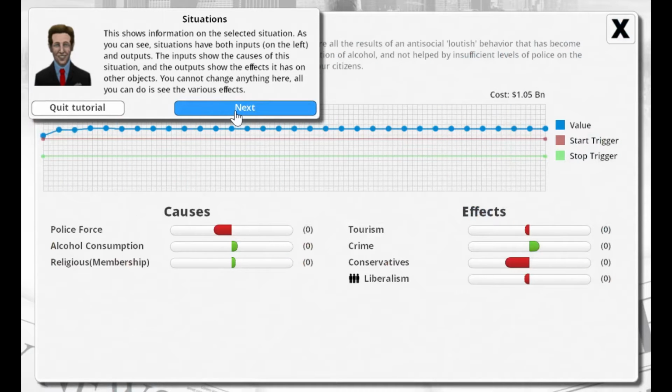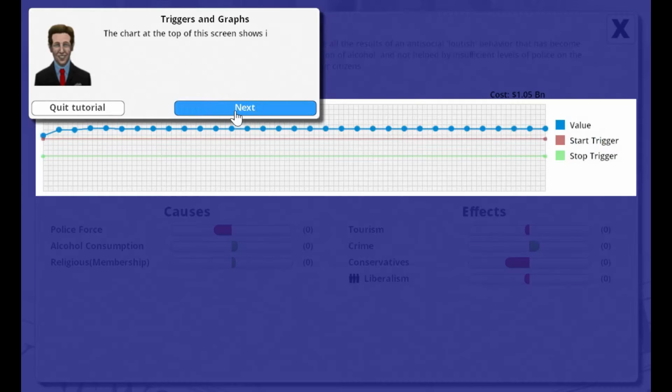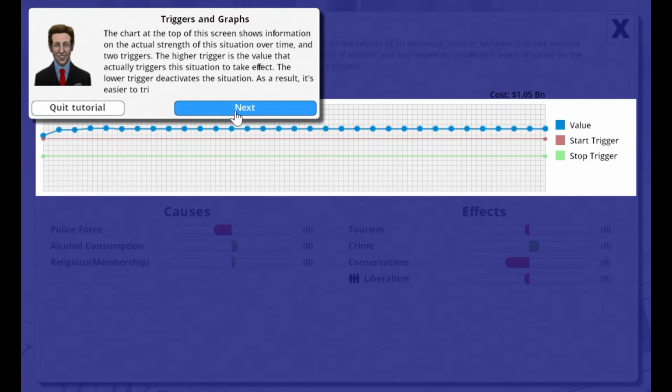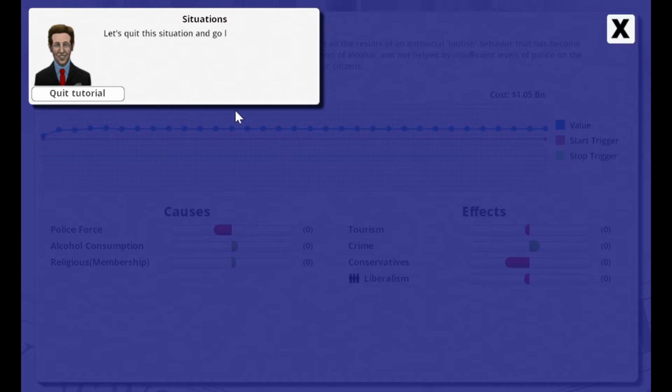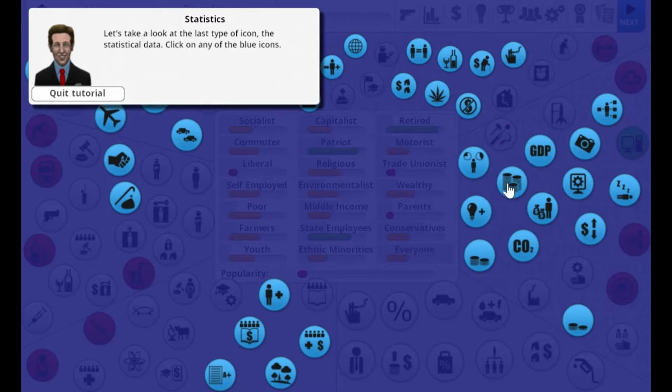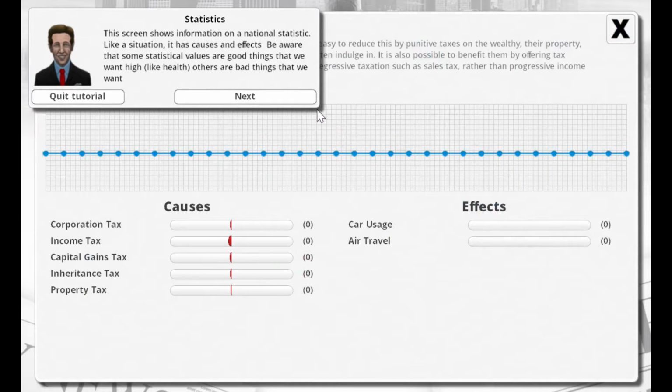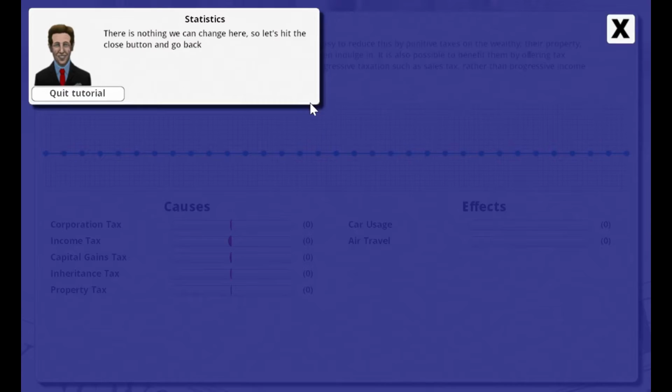This shows information on selected situations. As you can see, situations have both inputs. This screen shows information on a national statistic, like a situation, has cause and effects. Be aware of this.